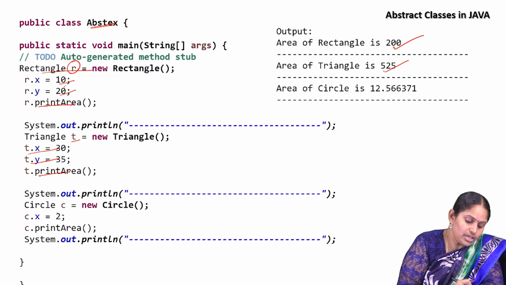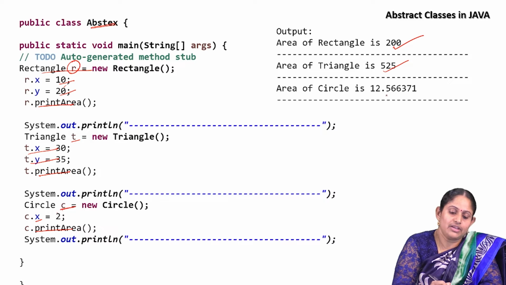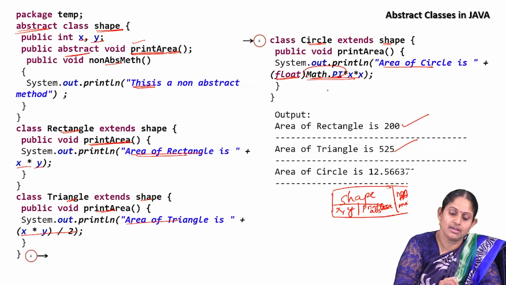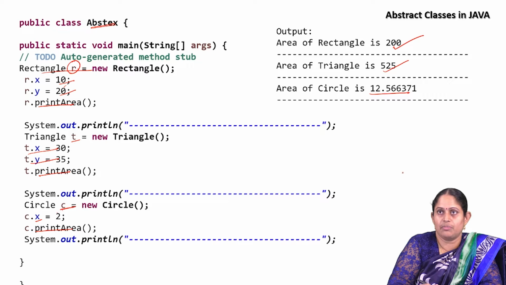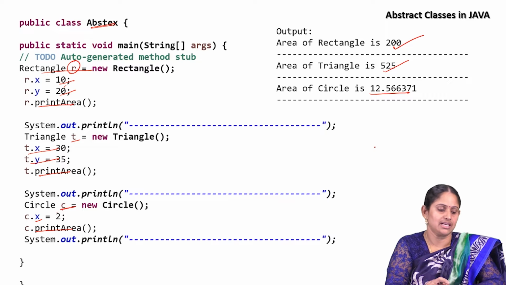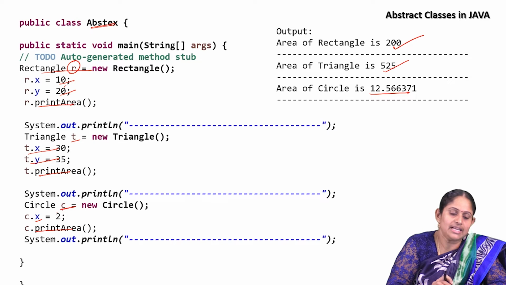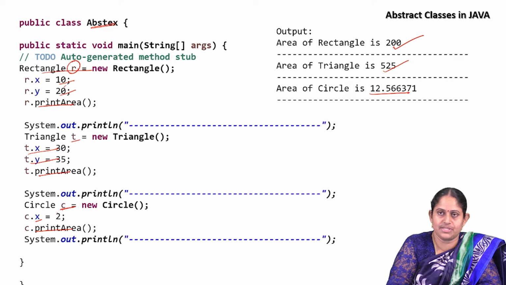Then in the third case, we are creating the circle, and we are calling the print area of the circle after initializing the value of x to 2. Inside the circle class, it is implementing pi r square, and you get the value as 12.56. So this is about abstract classes. Abstract classes are those classes which have abstract methods, and abstract methods are those methods which don't have any implementation inside, and we declare those methods using the abstract keyword. And you cannot create any object for abstract classes.